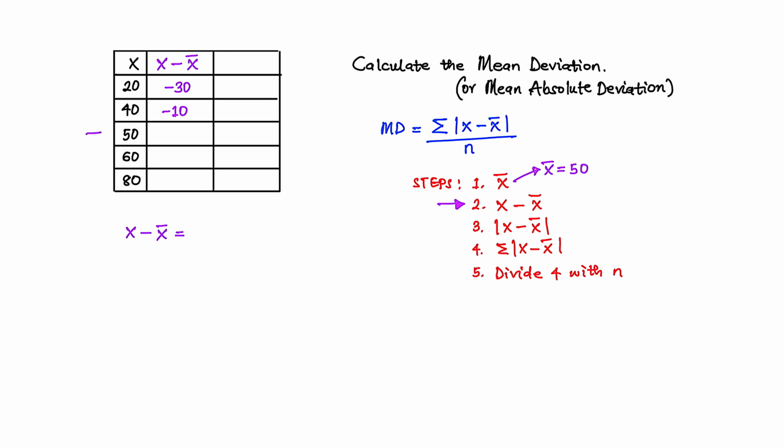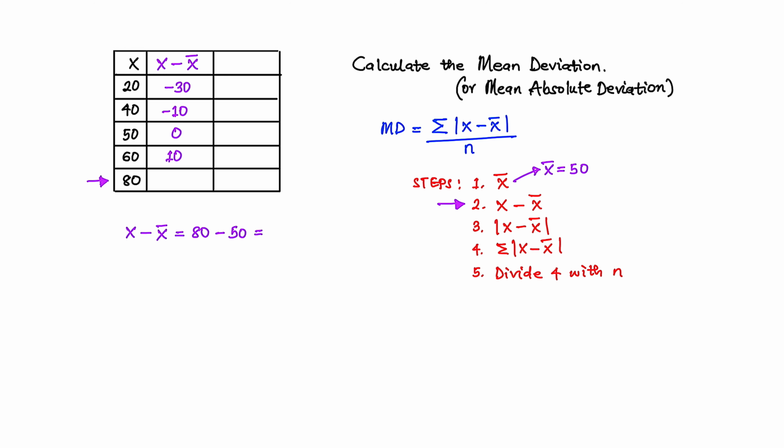Next, we move on to the next row, where x is 50. 50 minus the x bar, which is also 50, gives an x minus x bar of 0. Next, we move on to the next row, where x is 60. So we have 60 minus the x bar, which is 50. That will be equal to 10. And the last row, where x is 80 minus the x bar, which is 50.